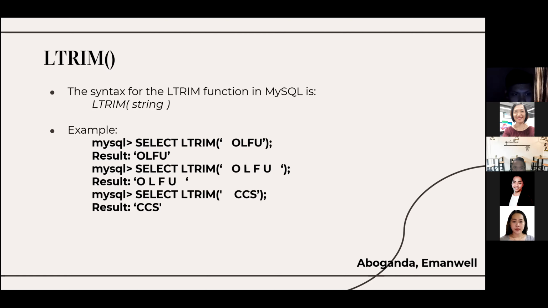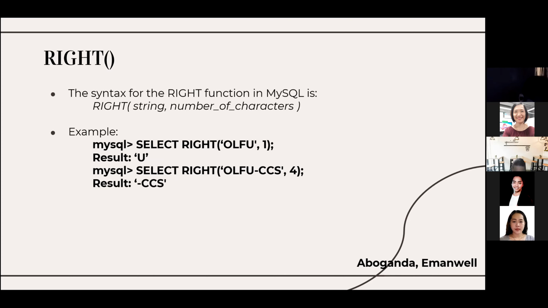And the next slide, the right function. The right function extracts a number of characters from a string, starting from the right. For example, the string is "all poo". We are only getting one, which is why it results in u. Select right "all poo", then one results in u.